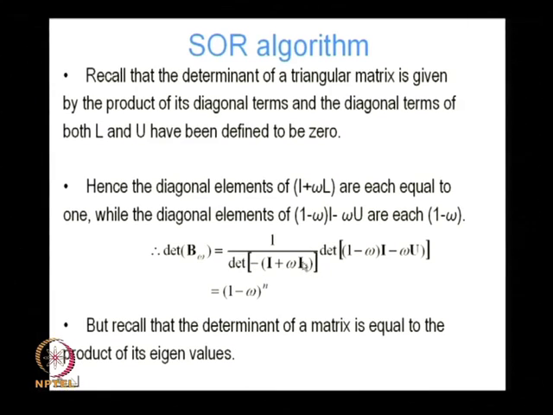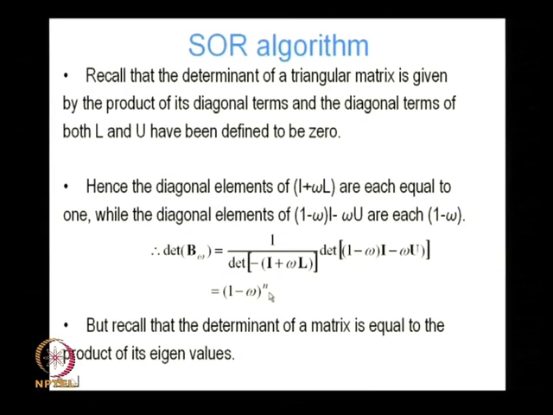So, this determinant is going to be 1. And for (1 minus omega) I minus omega U, similarly U has zeros on its diagonal, so on the diagonal of this entire matrix each diagonal term is equal to 1 minus omega. So, this determinant is going to be (1 minus omega) to the power n, where n is the size of the matrix. This gives me the determinant of B_omega equal to (1 minus omega)^n.